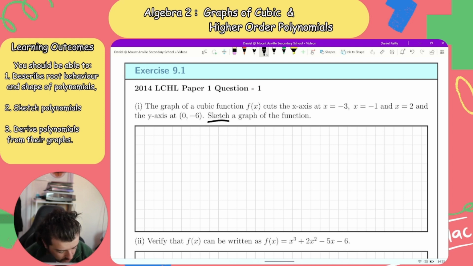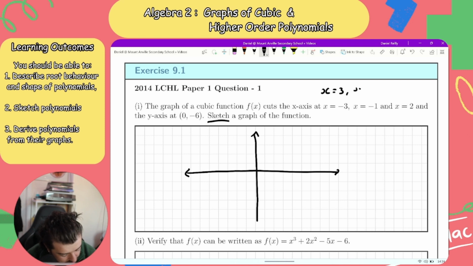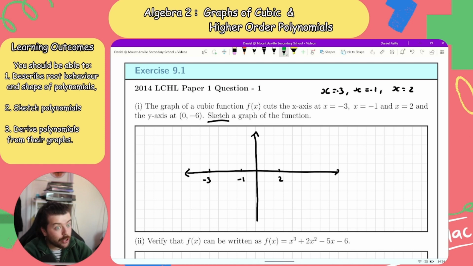So, draw out my little axes here. My roots are going to be x equals minus 3, x equals minus 1, and x equals 2. So minus 3, minus 1, 2. This is going to be a cubic, because it has 3 roots. So the degree is going to equal 3, right? And then it doesn't really tell me anything about the leading coefficient, so I'm just going to assume it's positive, right? So let's do it out here.